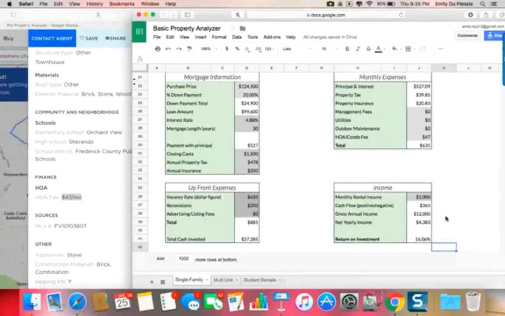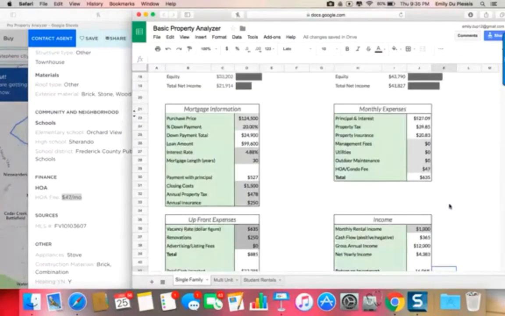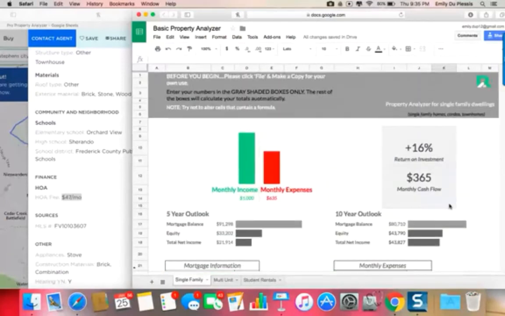for on this property, we're netting $4,383, which gives us about a 16% ROI, right? So I threw those quick numbers in. Again, when I'm not talking through the whole process, this literally takes me, I don't know, probably 2 to 3 minutes. The hardest part is finding all the information that I need. But I throw those numbers in and I can quickly see.